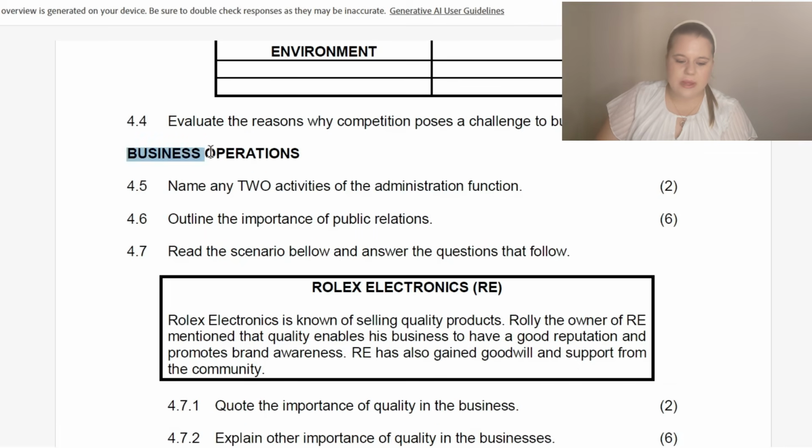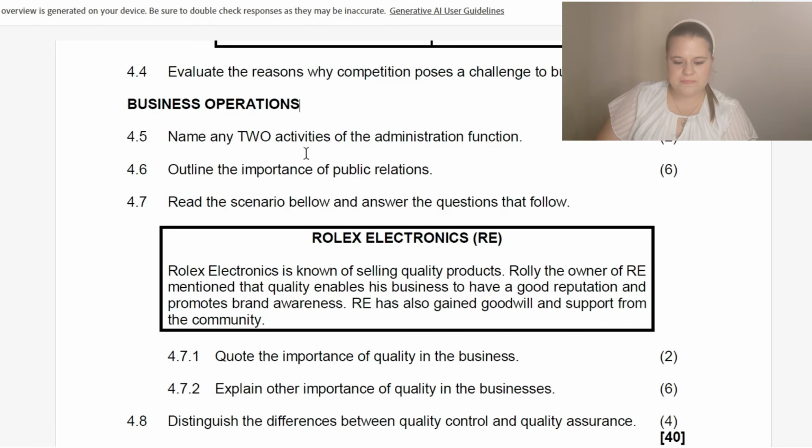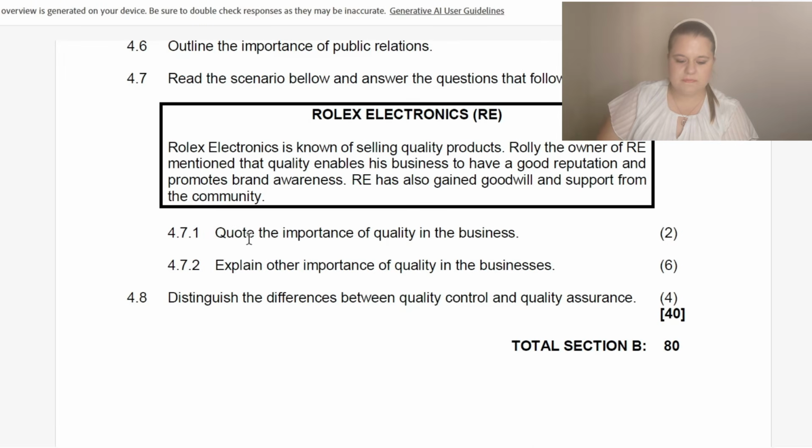Then do you see halfway we have business operations, like I mentioned. Name any 2 activities of the administration function. Outline the importance of public relations. Quote the importance of quality. Explain other importances of quality. Distinguish the differences between quality control and quality assurance.